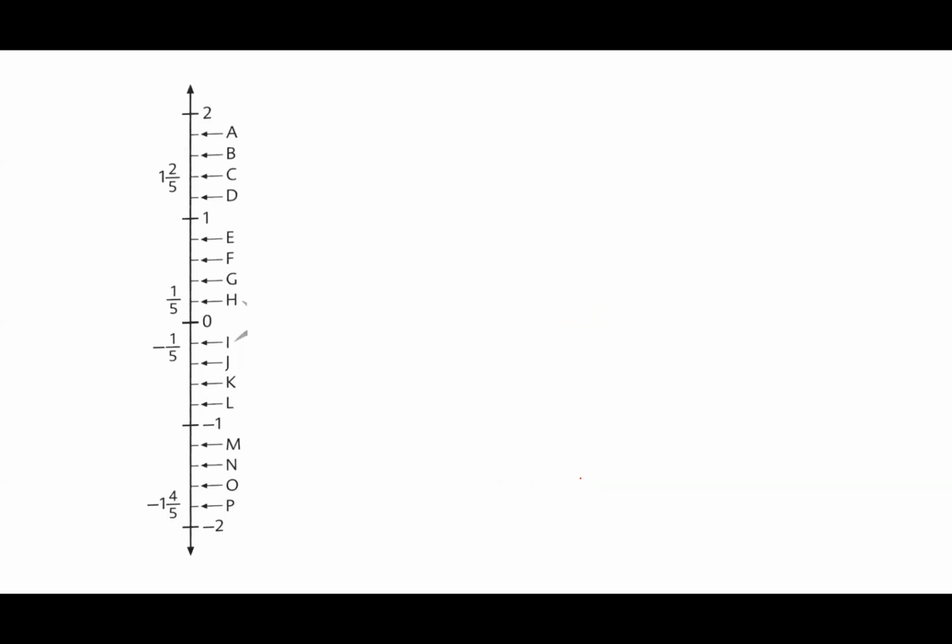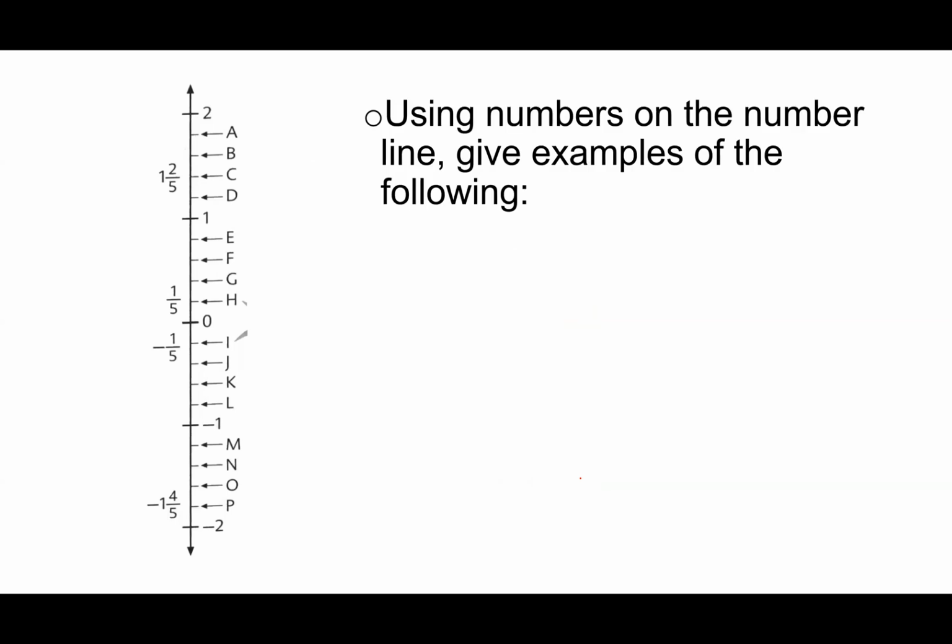Okay. Oh, sorry. So using numbers on the number line, give examples of the following. We're going to write a couple inequalities here. And we can do several. So let's start with one. Blank is greater than blank. Let's just write two numbers on the number line where one is greater than the other. Rajveer. Great, I love it.